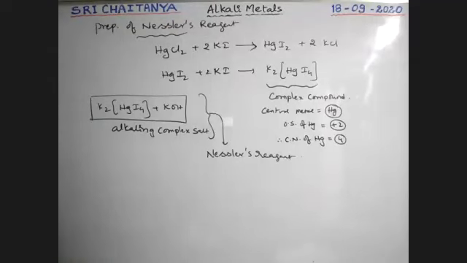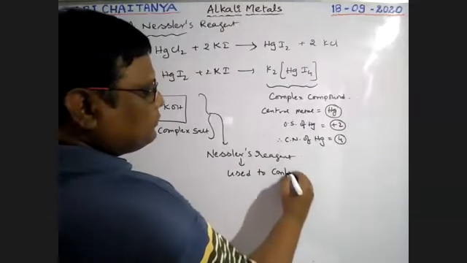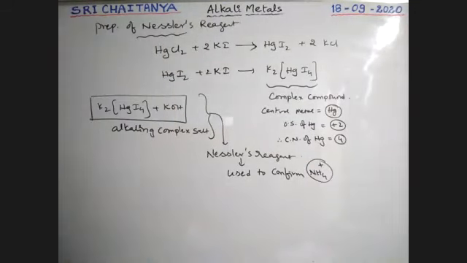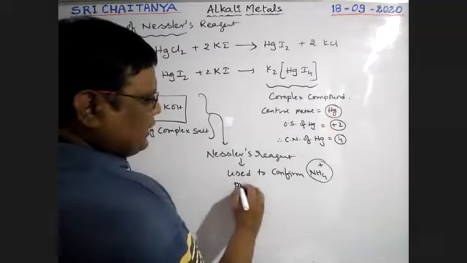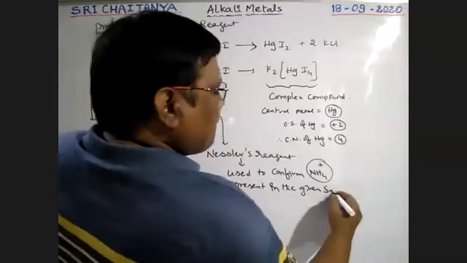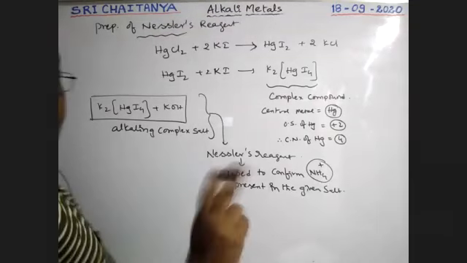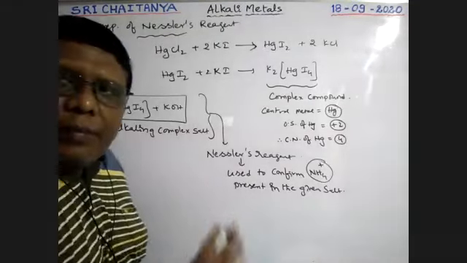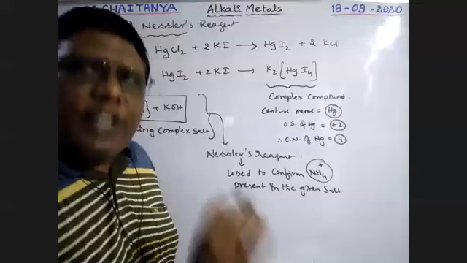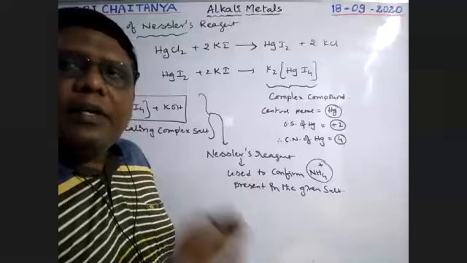Now, this Nessler's reagent is used to confirm the ammonium ion, NH4 plus ion, present in the given salts. So very, very important. It is the confirmatory test for ammonium ion. What is the reagent used? Nessler's reagent. Its formula is K2HgI4 generally, but strictly speaking, alkaline K2HgI4 is called Nessler's reagent.